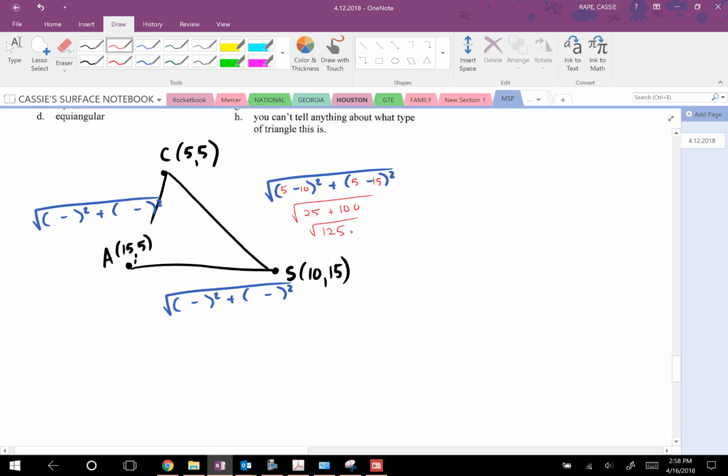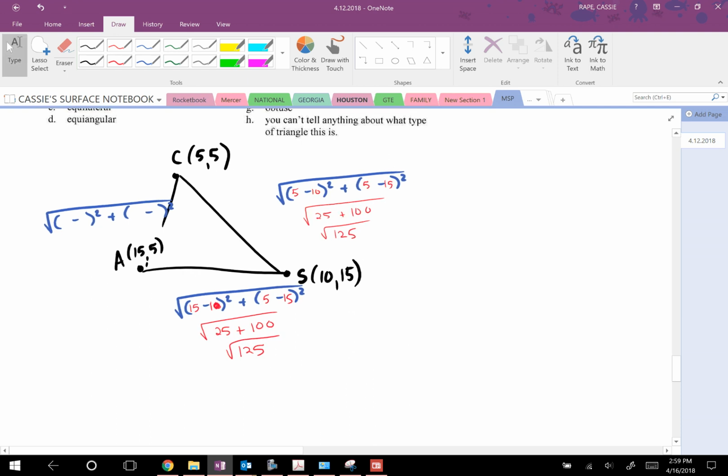All right, next one. 15 minus 10, those are the 2 x's, and 5 minus 15. All right, that's a 10. I don't know if you can tell, 1, 0. 15 minus 10 is 5, which when you square that quantity is 25, plus 5 minus 15 is negative 10. When you square that quantity, it's 100. So this is the square root of 125. Okay, and moving on. So you already know this side and this side are the same.